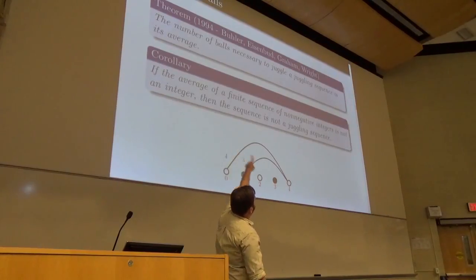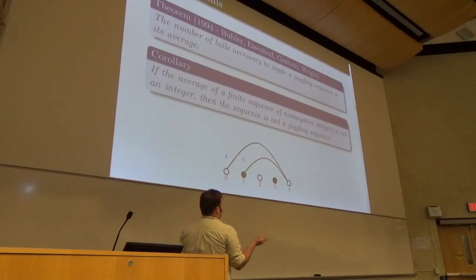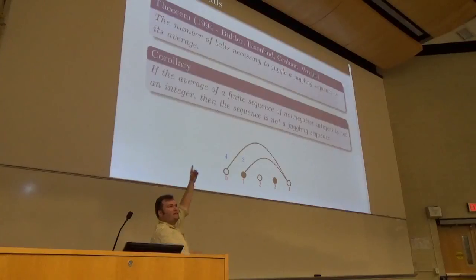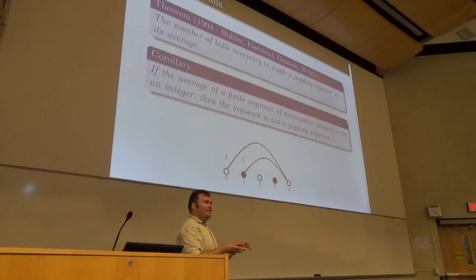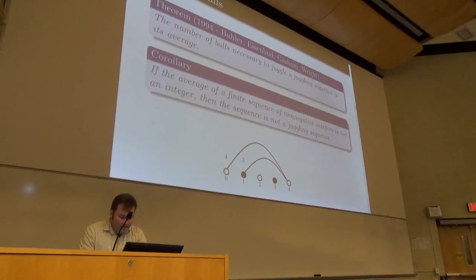So if you look at the consequence of this, if you took the average of some finite sequence that you make up and you didn't get an integer, so for example, if I looked at this possible juggling sequence, 4, 3, 4, 3, 4, 3, what's the average of that? Well, 4 plus 3 is 7, divided by 2, you get 7 over 2, right? That's not an integer, so there's no way that could possibly be a juggling sequence. Because the theorem says, if it is a juggling sequence, then the average will give you the number of balls, right? But if your average isn't an integer, there's no way that could be a juggling sequence. So here's a useful consequence. You can rule out some juggling sequences from that.